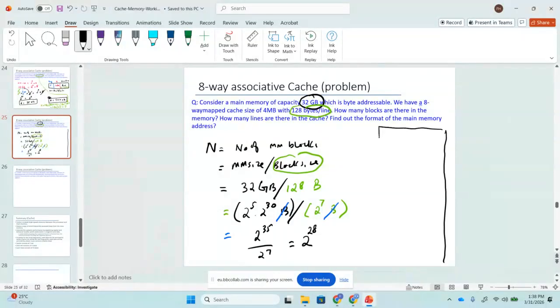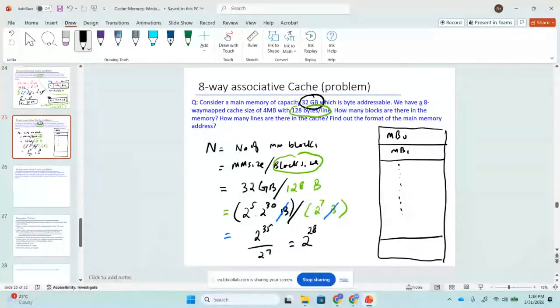Now if you go to the memory map, this is my memory map. This is my main memory block 0, then we have main memory block 1, and so on. What will be the last block? Help me. Main memory block what? 2 to the power 28 minus 1. Please remember, these are 2 to the power 28 main memory blocks. Okay, now this is very important.